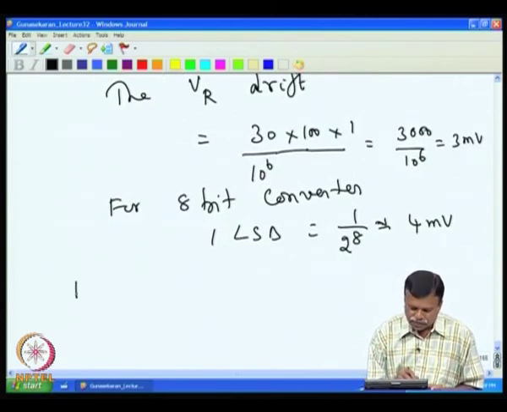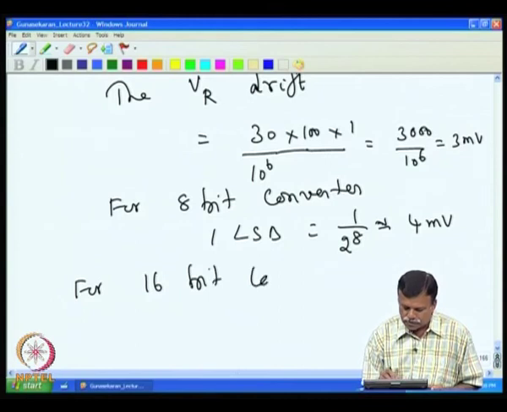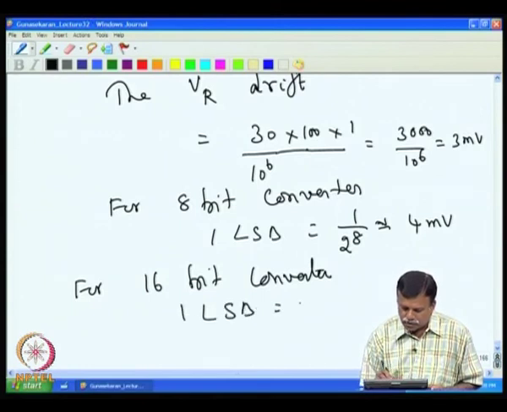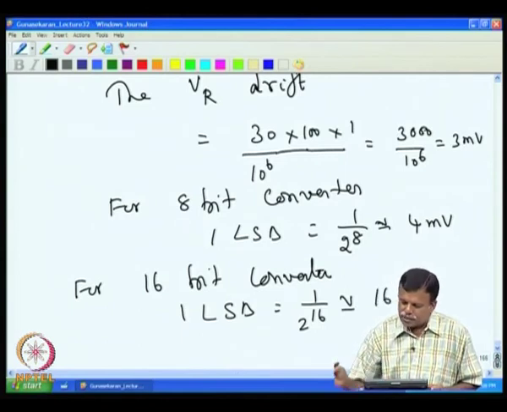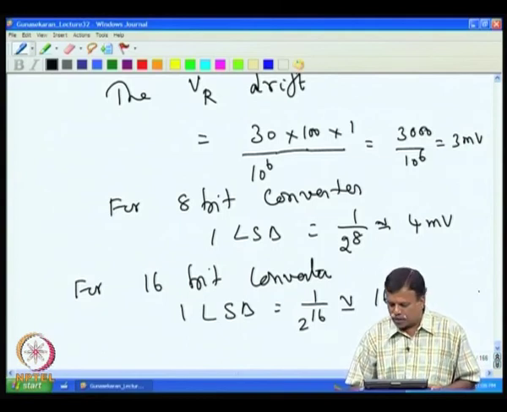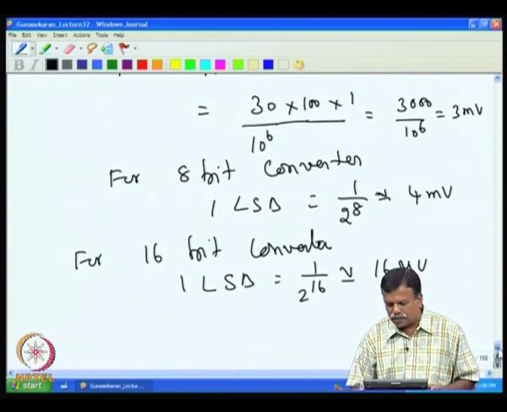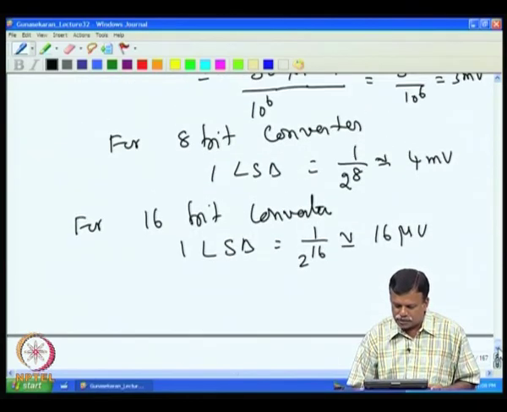But for a 16-bit converter, 1 LSB is equal to 1 volt divided by 2 power 16, that comes to be about 16 microvolt. Then this 3 millivolt drift will be very huge. That means, if I want to go for a 16-bit converter, then my reference also has to be stable, then only 1 LSB error is possible.